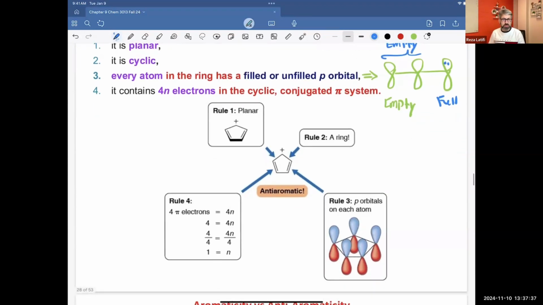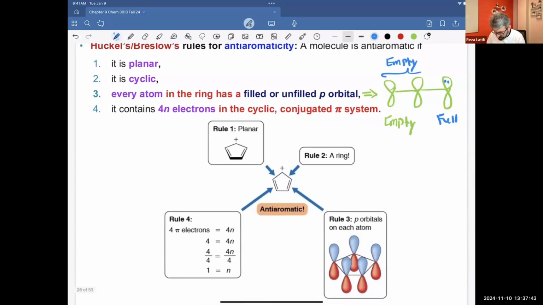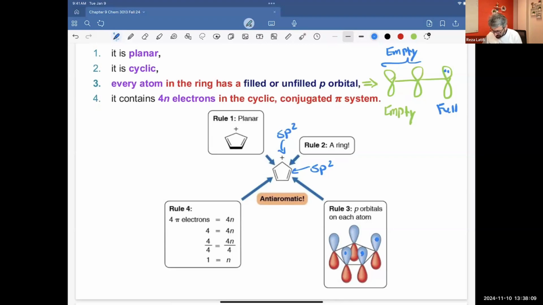So let's follow this cation. This cation is planar. How do I know? Because each carbon has sp2 hybridization, including the carbon with a positive charge, and sp2 hybridization gives a trigonal planar geometry. So the molecule is planar. Next, is it a ring? Yes, it's cyclic. Do we have a p orbital on each atom? Yes, we have 5 of them. On 4 of them we have electrons, and 1 of them is empty.